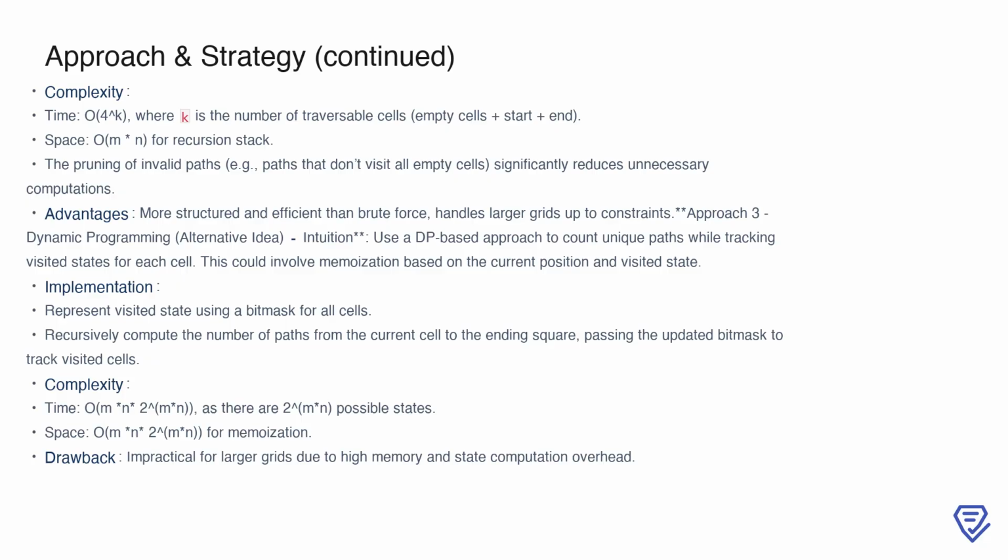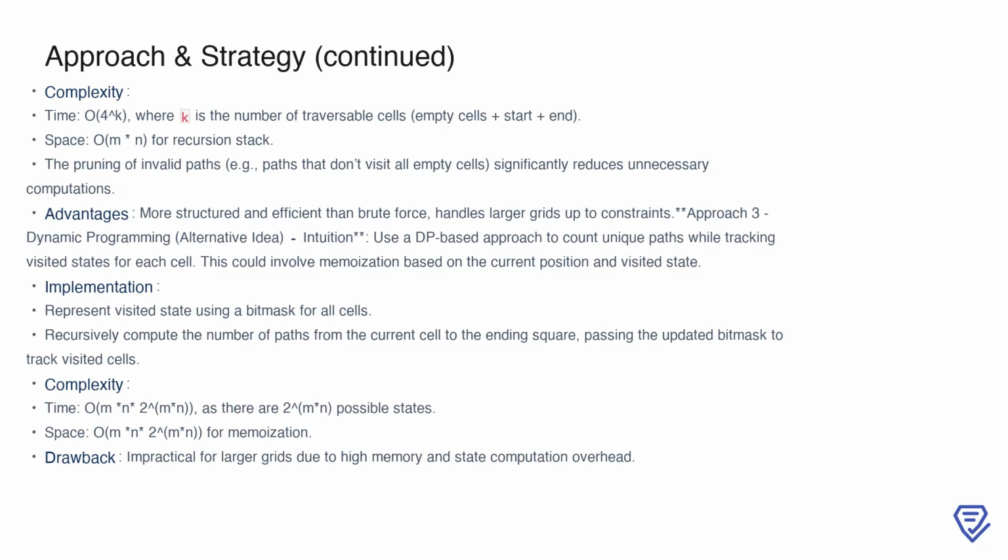Another alternative we considered is a dynamic programming-based approach. The intuition here is to track visited states for each cell while counting unique paths. This could be implemented using memoization, with the visited state represented as a bit mask. Recursively, we would compute the number of paths from the current cell to the destination, updating the bit mask as we go. However, the DP approach has significant drawbacks.